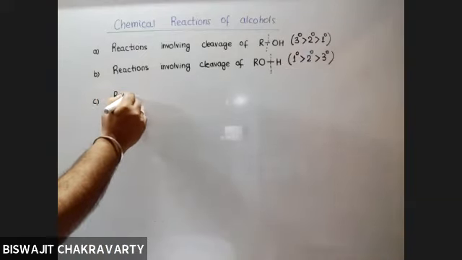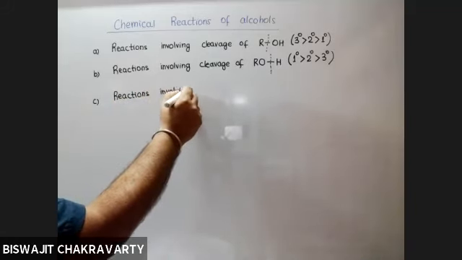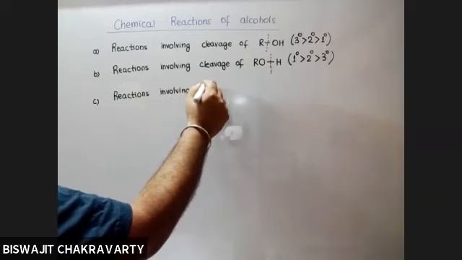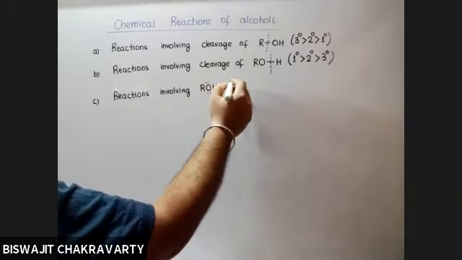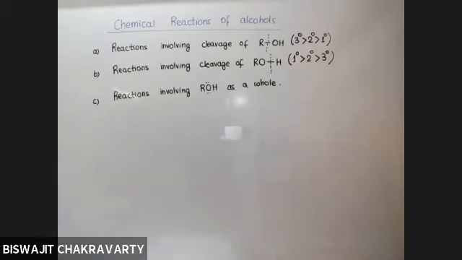And the last one is reactions involving ROH as a whole. No individual bond will be breaking down, but as a whole, the reaction will be taking place. So hence, we categorize the chemical reactions of alcohols into 3 types: reactions involving cleavage of R bond OH, reactions involving cleavage of RO bond H, and reactions involving ROH as a whole.